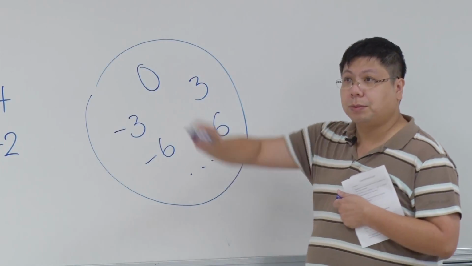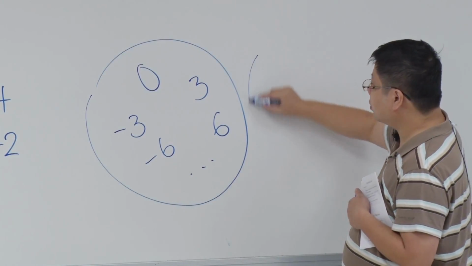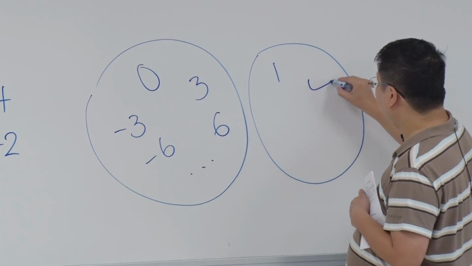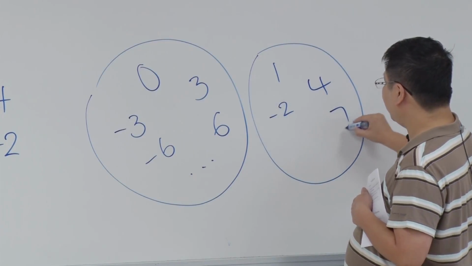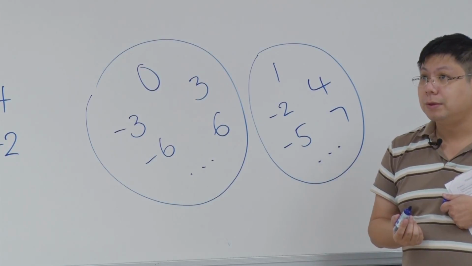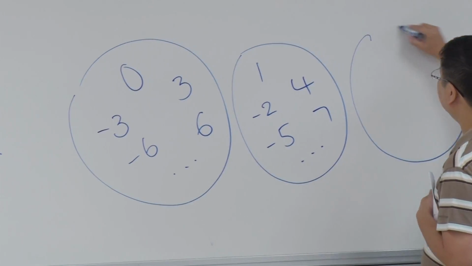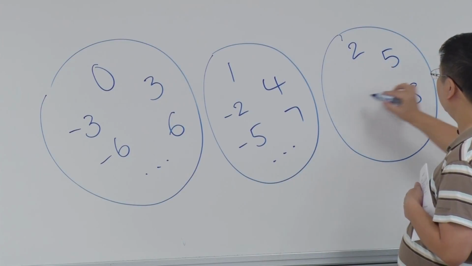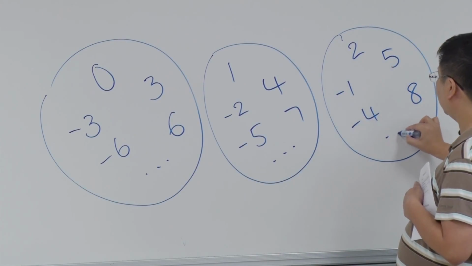So there's a group here. And then we can also have another group. This group is like 1, 4, minus 2, 7, minus 5, and so on and so forth. So there is another group. And then we will have another group: 2, 5, 8, minus 1, minus 4, and so on and so forth.